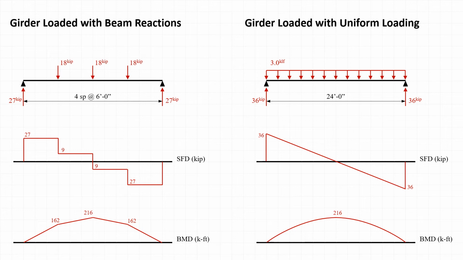So when we compare the different values, what do we see? We see that the shear force is higher for the uniformly loaded beam than it is for the beam loaded with point loads, but the bending moment is the same, right? 216 kip feet in both cases. So it works out actually that if we were to superimpose the bending moment diagram from the uniformly loaded beam over top of the other bending moment diagram, the bending moment diagram due to the point loads is actually inscribed on the bending moment diagram due to the uniform load. Okay, interesting.